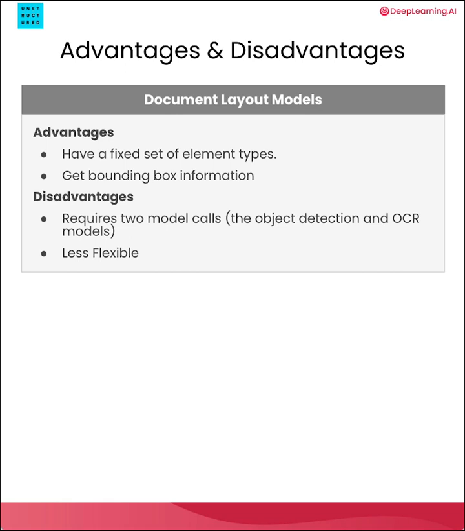So when should I use a vision transformer, and when should I use a document layout detection model? Well, each model type has its advantages and disadvantages. For document layout detection models, some of the advantages are the model is trained on a fixed set of element types, and so it can become very, very good at recognizing those. Second, you get bounding box information, which allows you to trace the results back to the original document, and in some cases allows you to extract text without running OCR. The disadvantages include that in some cases, document layout detection models require two model calls, first for the object detection model, and second for the OCR model.